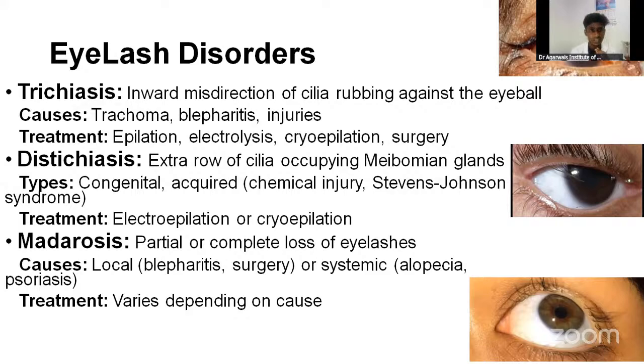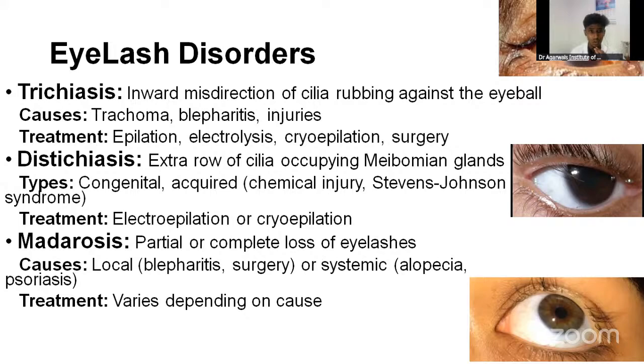Treatment. The treatments are epilation, electrolysis, cryoepilation, and surgery. Distichiasis. It's an extra row of cilia occupying the meibomian glands. The types are congenital and acquired. Acquired causes are chemical injury, Stevens-Johnson syndrome. The treatment is electroepilation or cryoepilation.